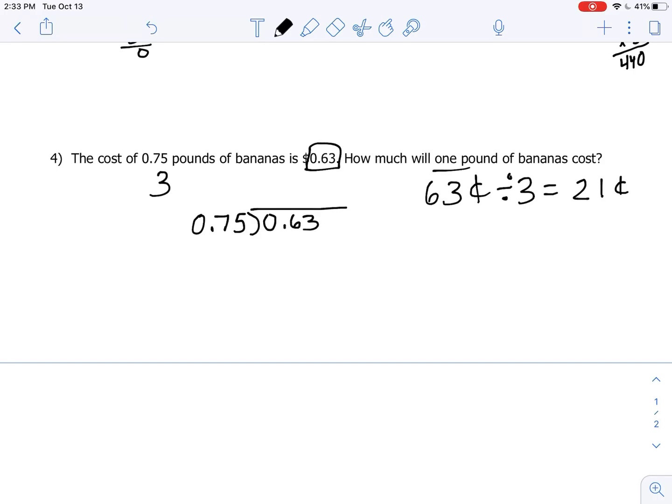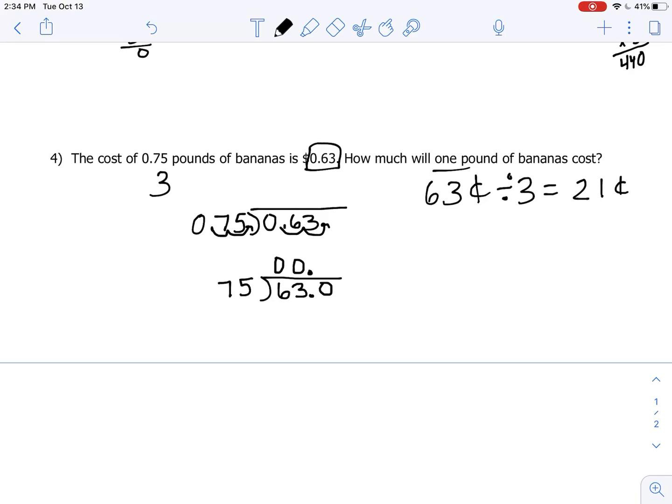Okay, we have 2 decimal place values in our divisor, so we need to get rid of it. We're going to move it over twice. We're going to do the same thing in the dividend. So we end up with 75 going into 63. So I can't make a group of 75 out of 6 or 63. So I'm going to add a decimal point in our dividend and a 0. The decimal point will come up into the quotient.